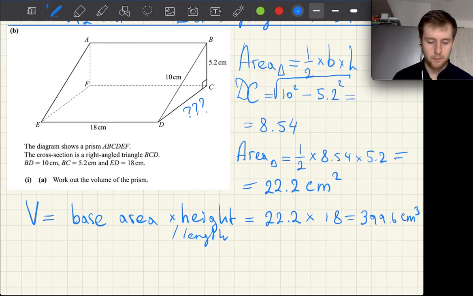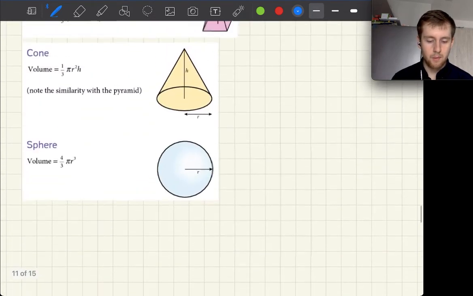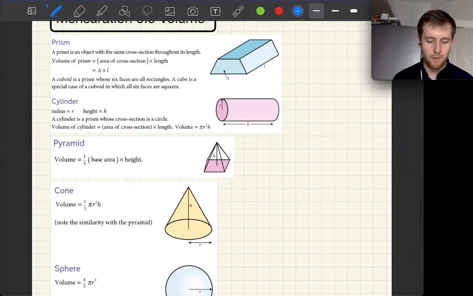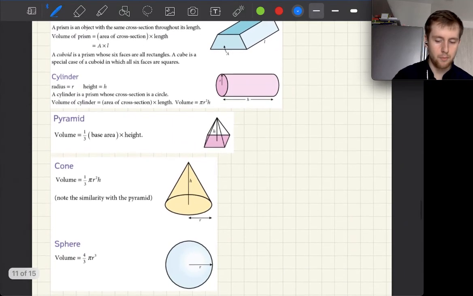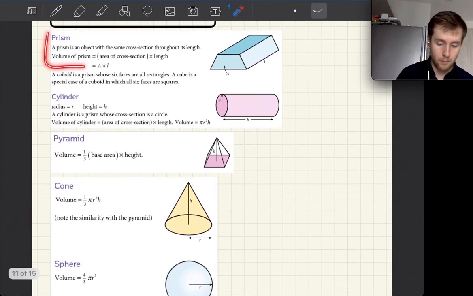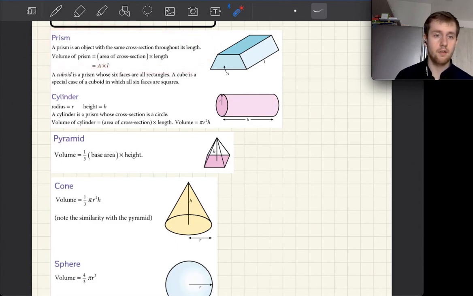So we had 2 past paper questions. Again, please remember the formulas. Some of them you have to memorize, particularly the prism formula. You have to memorize this one. The other ones you will probably be given in the past papers.